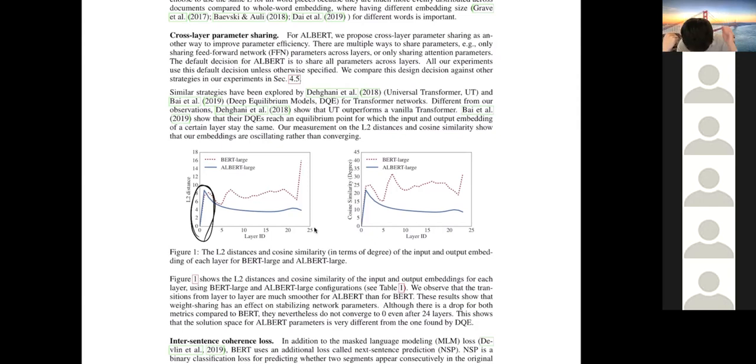So what I was trying to say, sorry for the confusion, is that it's not that the left is input and the right is output. Left is L2 distance and right is cosine similarity. So they are different metrics, but both compare the input and output of each layer. If the distance is high, it means each layer has a very different output compared to the input. And what we're seeing here is that BERT changes more than ALBERT large, because the output has higher L2 distance to the input for each layer than ALBERT. So that's what they were trying to show.